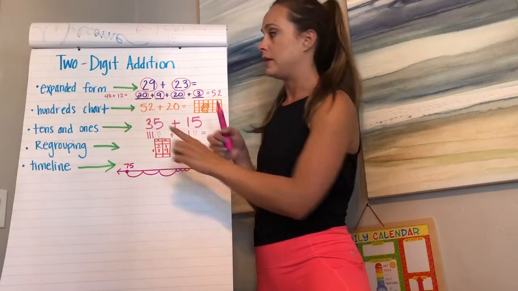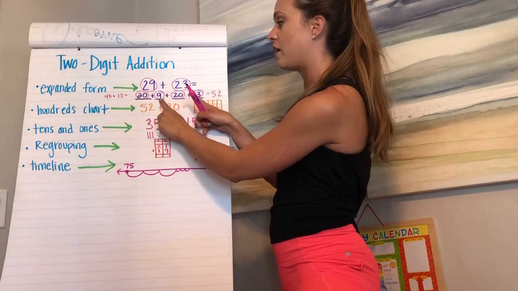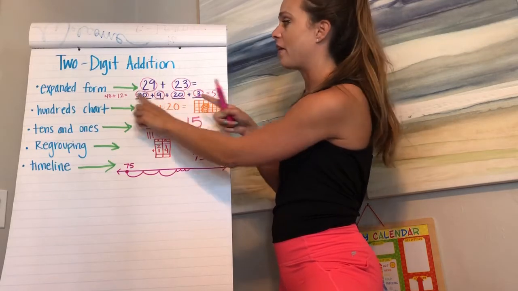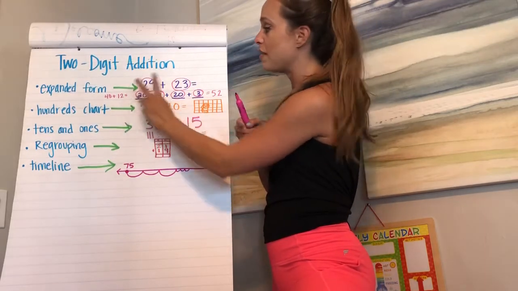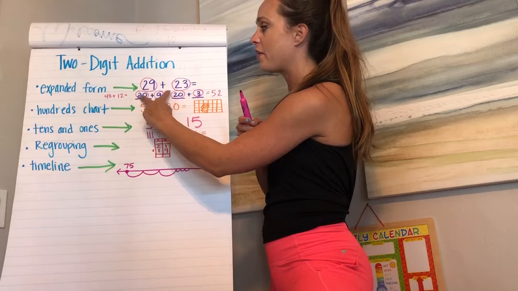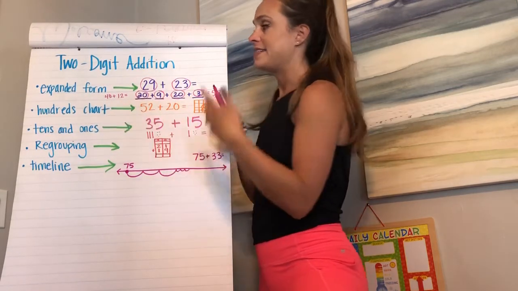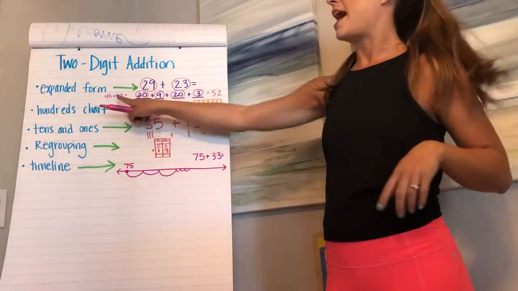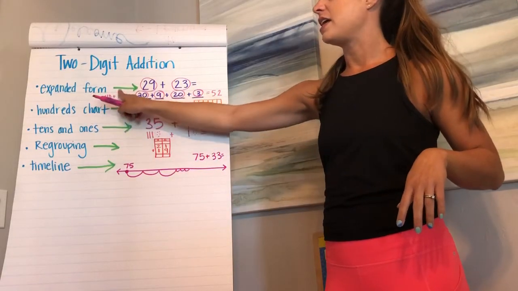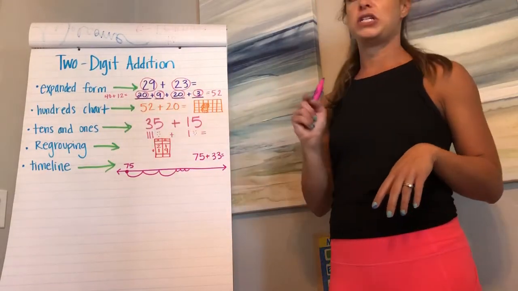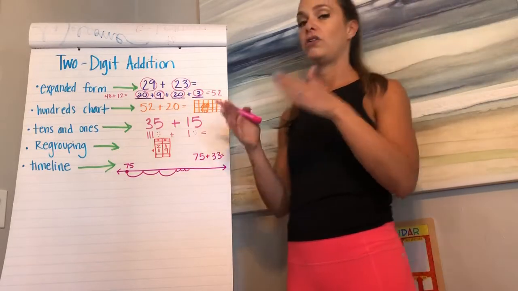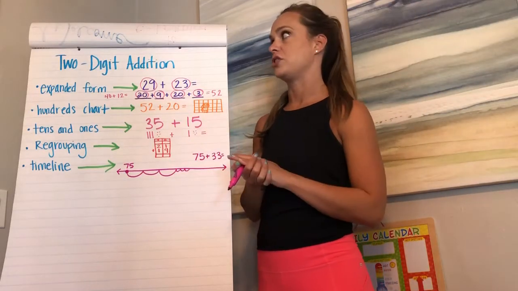So what would that look like? First we would look at our 9 and 3, we would add them together and we get 12. Then we're going to add our tens together, 20 plus 20, we get 40. The last step in expanded form is to add together our tens and our ones and we get a total of 52. So again, just a longer process for doing two-digit addition.